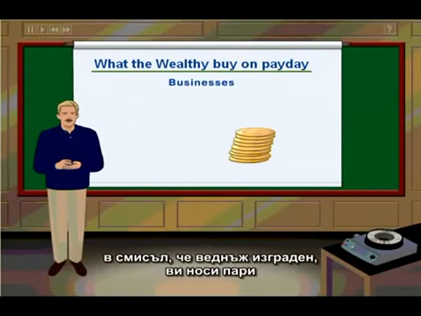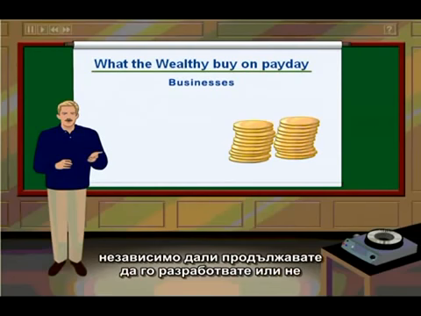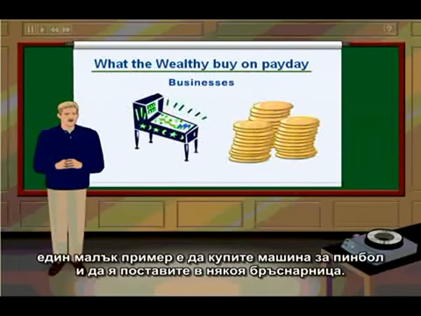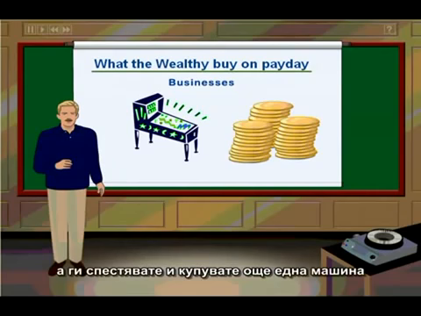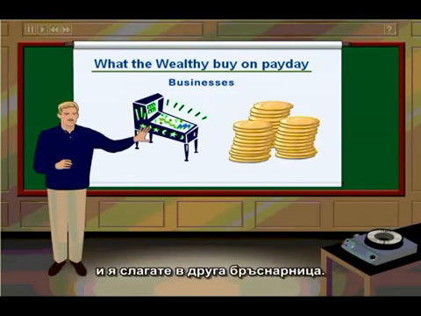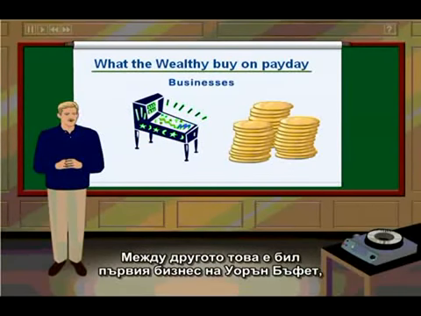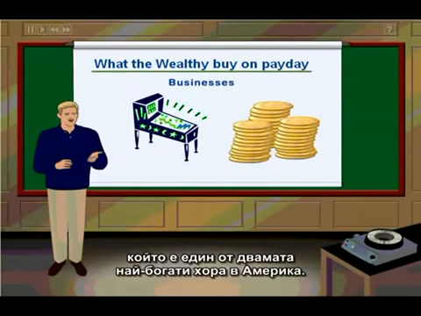Another example of assets you can buy that pay you is businesses, especially those businesses that can create a passive income. Passive meaning that once you build it up, it pays you whether you're still building it or not. A little example is if you buy a pinball machine and put it in a barber shop. You don't spend any of the profits. You save them until you can buy another pinball machine and put it in another barber shop. This, by the way, was Warren Buffett's first business. Warren Buffett, by the way, is one of the top 2 richest men in America.